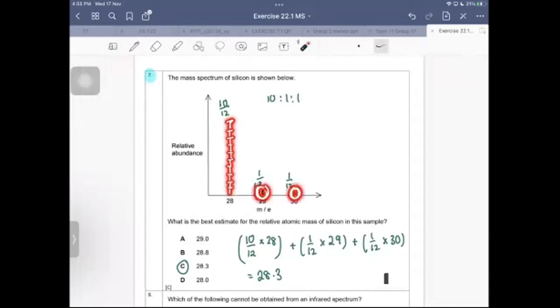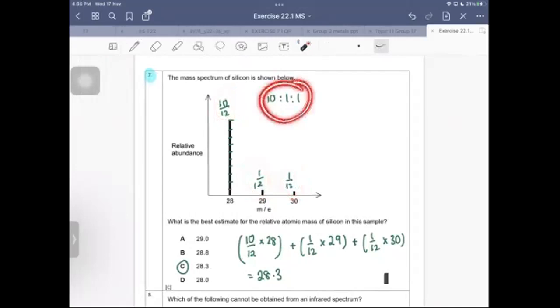I assume that the two peaks are similar height, and I make them my 1, okay? And then it turns out that the height for the mass to charge ratio of 28 is 10 times the smaller ones. So my ratio is 10 to 1 to 1. That means the ratio for my mass to charge of 28 is 10, and the ratio of my mass to charge of 29 is 1, and the ratio of my mass to charge of 30 is also 1. If I make them a fraction, my relative abundance for isotope 28 is 10/12, isotope 29 is 1/12, isotope 30 is 1/12.